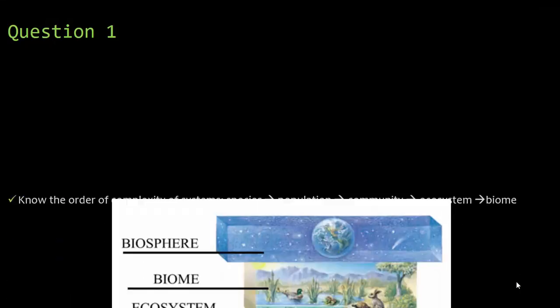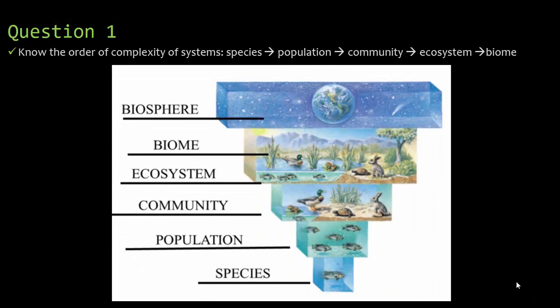Okay, this is for our Chapter 3 study guide. This will walk you through the study guide question by question, step by step, and make sure you're ready to earn the A on the first test this week. So let's get started. Number 1, know the order of complexity of systems.